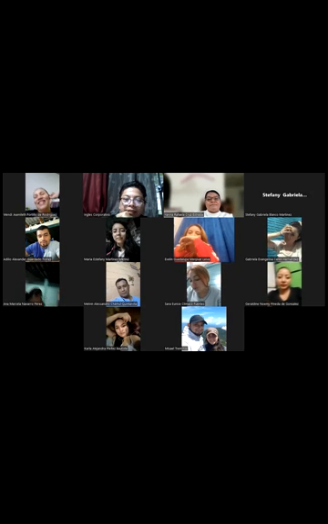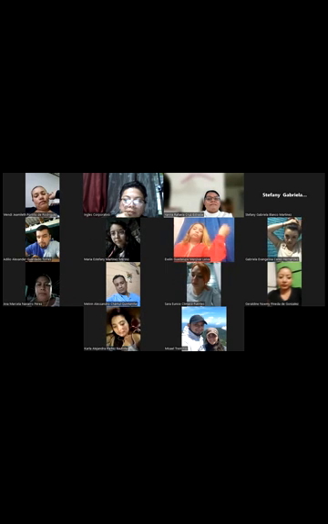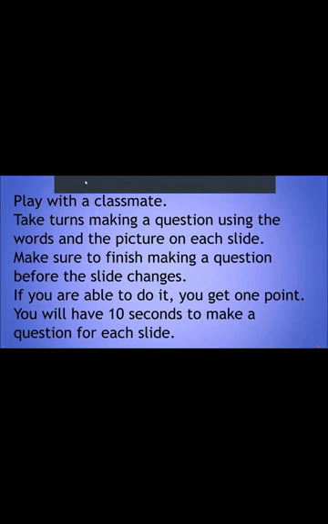Okay, the next activity is just a practice, just to close the WH questions, okay? I'm going to share it with you, and we're going to practice as a whole class. Play with a classmate. Take turns making a question using the words and the picture on each slide. Make sure to finish making a question before the slide changes. If you are able to do it, you get 1 point. You will have 10 seconds to make a question for each slide. Are you ready?